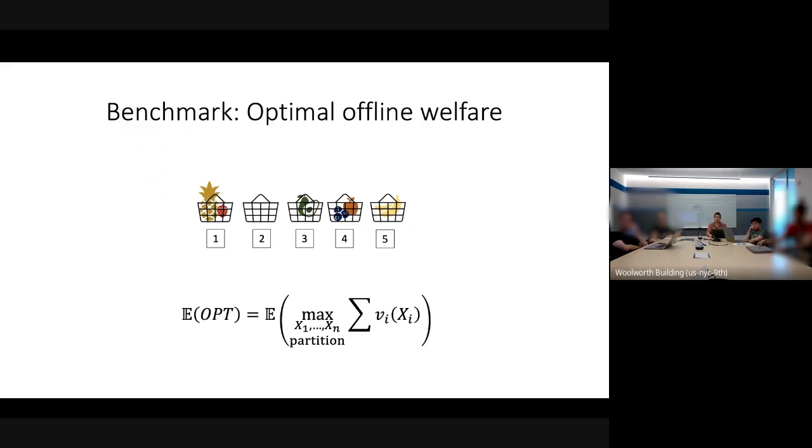And this is also called the value of the prophet, and that's why this was called the prophet inequality, because we compare against a benchmark that is what a prophet that sees the future could get because he knows the future.